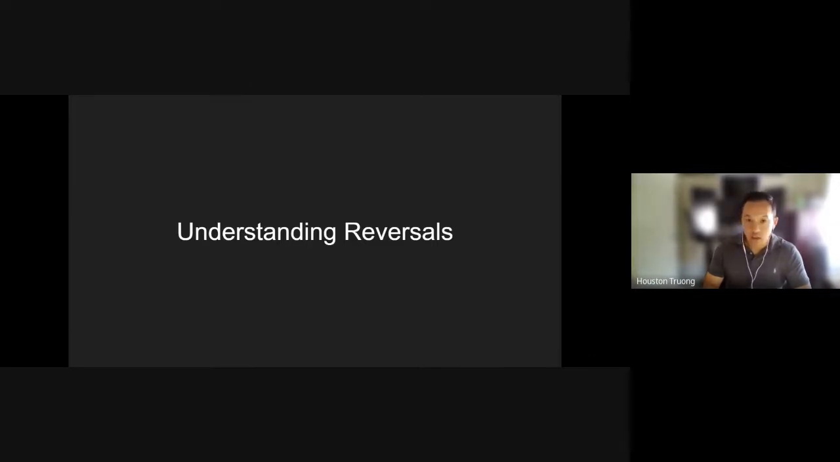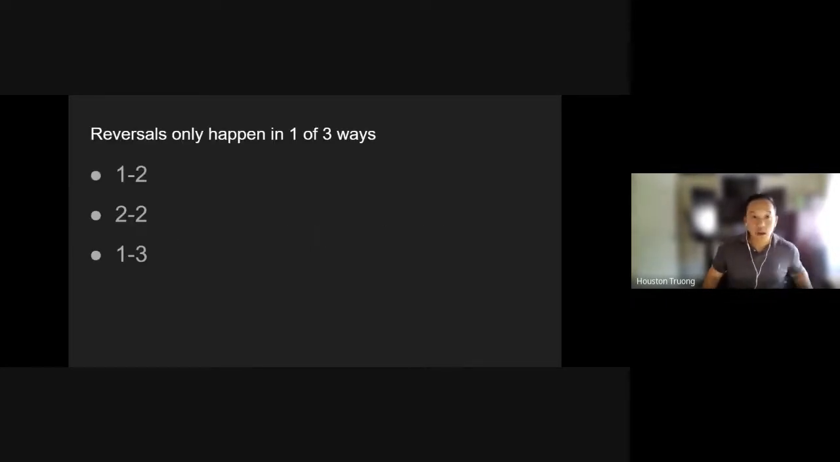So let's talk about reversals. And just like we talked about before, what's interesting is that price can only ever reverse in one of 3 ways. So we know scenario 1, 2, and 3. Price now can only ever reverse in one of 3 ways. You have a 1-2 scenario.